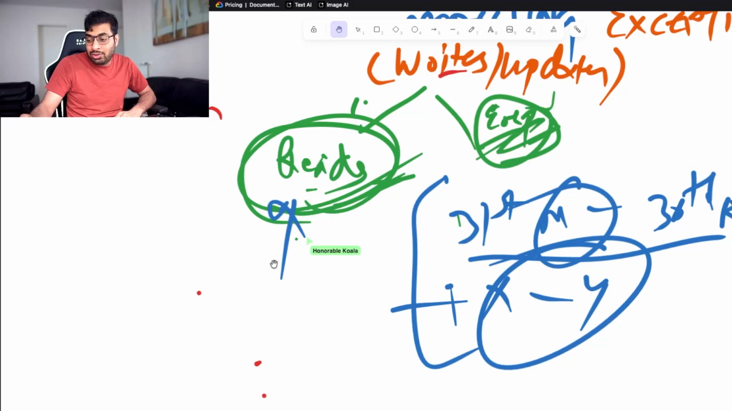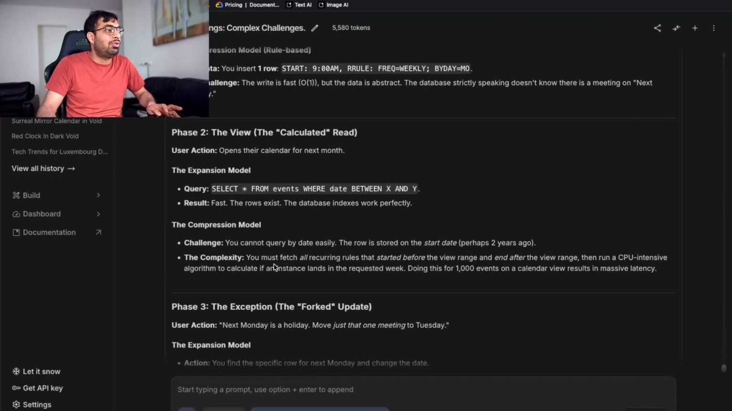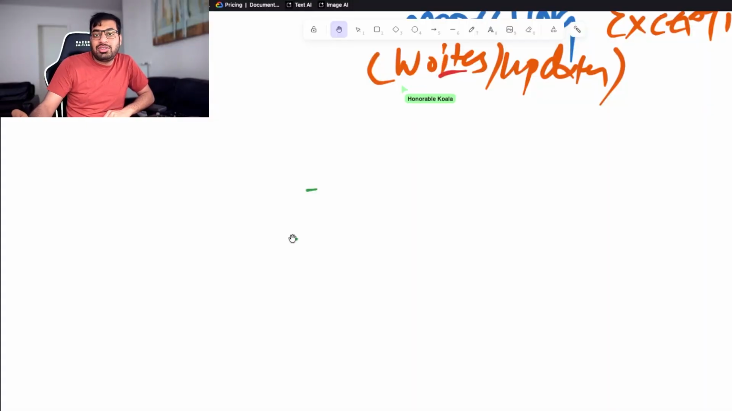But here you need to have a special algorithm that needs to infer the rule. The rule that we saw before was this kind of thing. So now you need to have an algorithm that understands the rule and the query, and then it basically generates those events in between them and returns them, which can be computationally expensive. So the next problem that we need to handle is the exceptions.